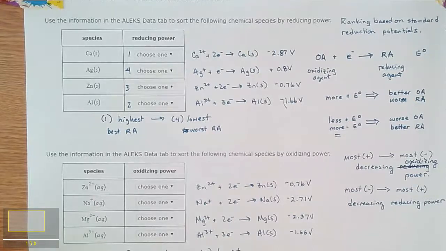All right. So when we look at these numbers, the most positive value on here is actually zinc. So we can say that zinc 2 plus is going to be the best oxidizing agent in that bunch. And then in terms of going from most positive to most negative, the aluminum is next, so that's 2. Then the magnesium, so that's 3. And then the sodium, so that's 4. So 1, 4, 3, 2.